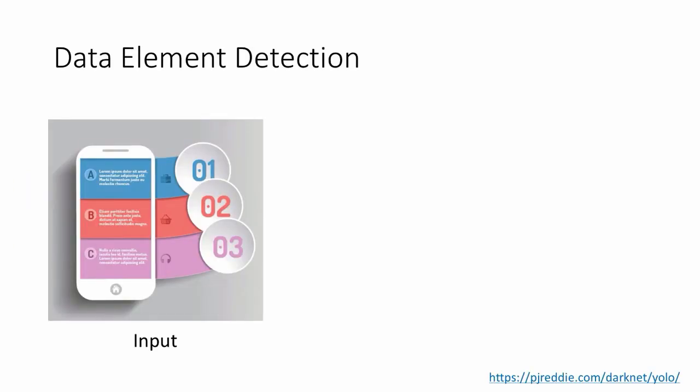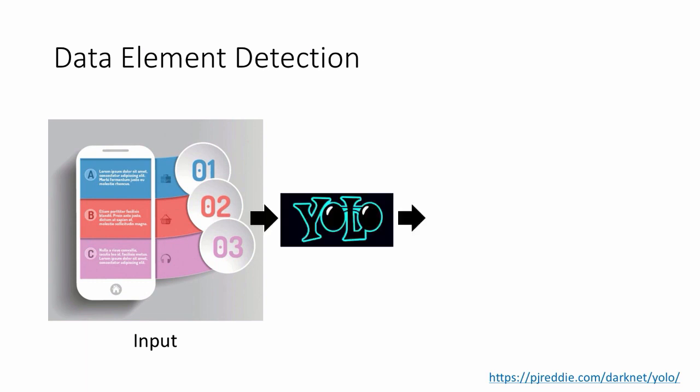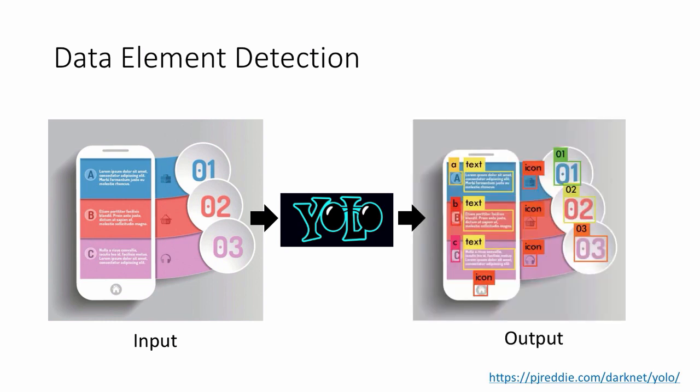So in the first part, our input is the original infographics. We leverage the power of neural networks. Specifically, we adopt YOLO, an advanced object detection model, and train it from scratch with our own dataset and make it able to detect the data elements. And in the output, each element is categorized by a tag as well as its bounding box to show where it is.